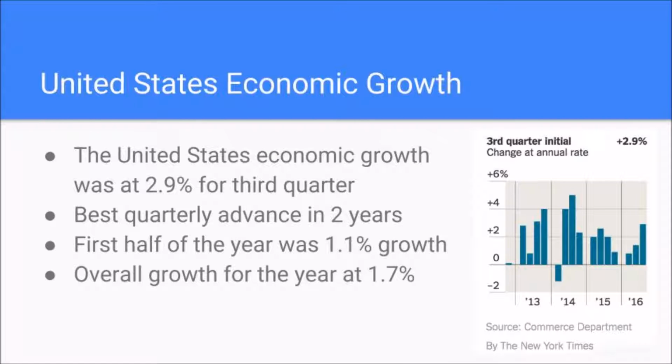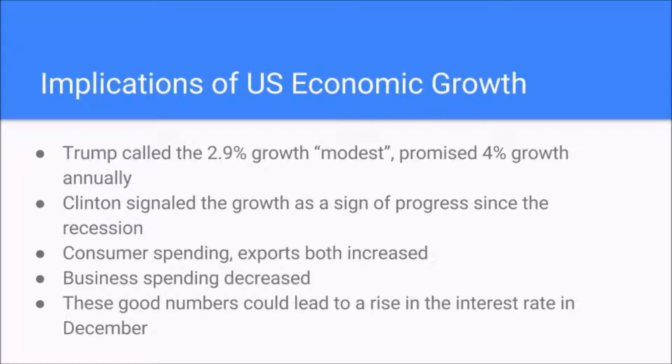The United States economic growth for the third quarter was 2.9%. This is the best quarterly advance in 2 years and is a big improvement over the 1.1% growth of the first half of the year. This increase brings the yearly growth to about 1.7%. Republican nominee for President Donald Trump called the growth modest and promised 4% economic growth annually. Most economists, however, see that goal as unrealistic.